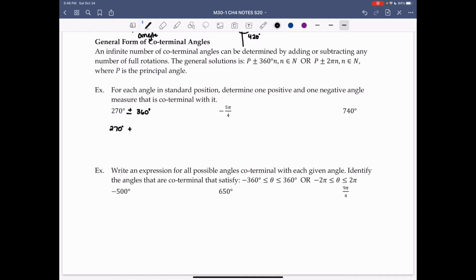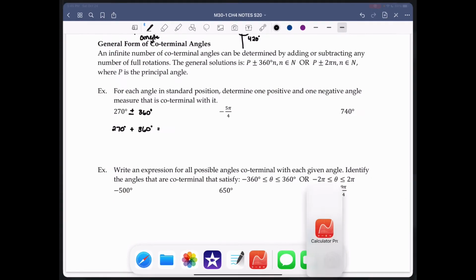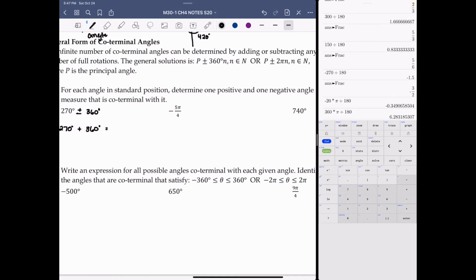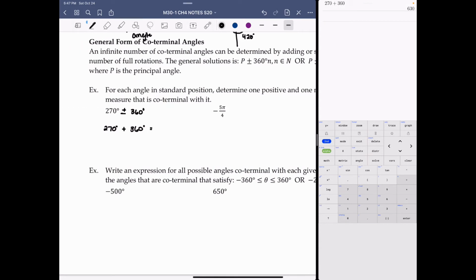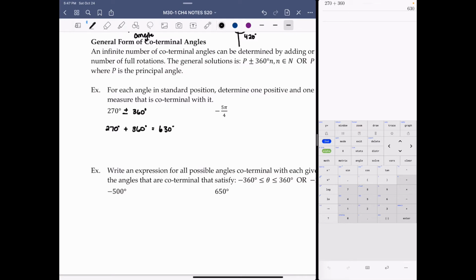270 degrees plus 360 degrees equals, let's bring up our calculator, 270 plus 360 gives us 630 degrees. Then 270 degrees minus 360 degrees to get our negative coterminal angle. 270 minus 360 is negative 90 degrees.